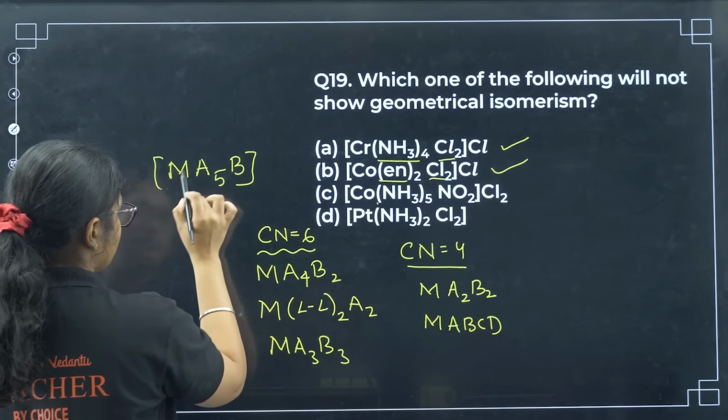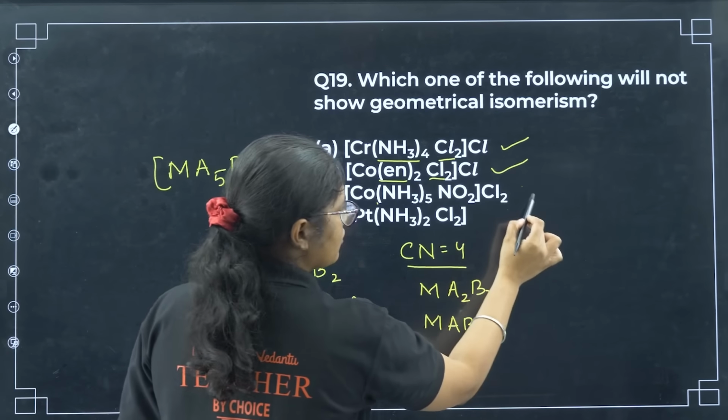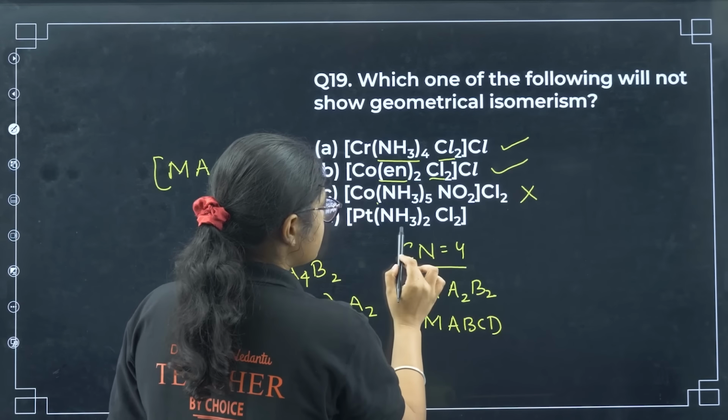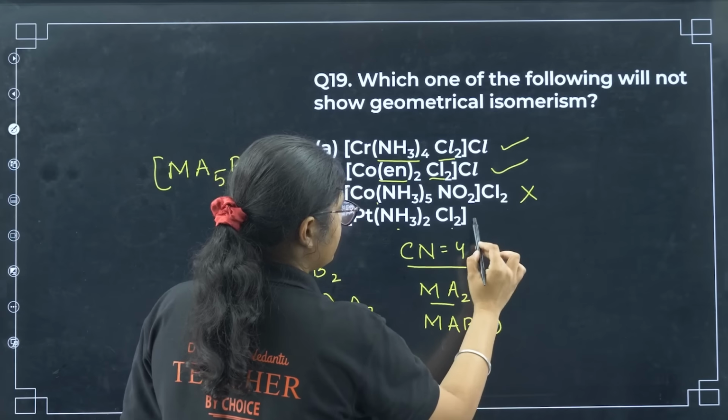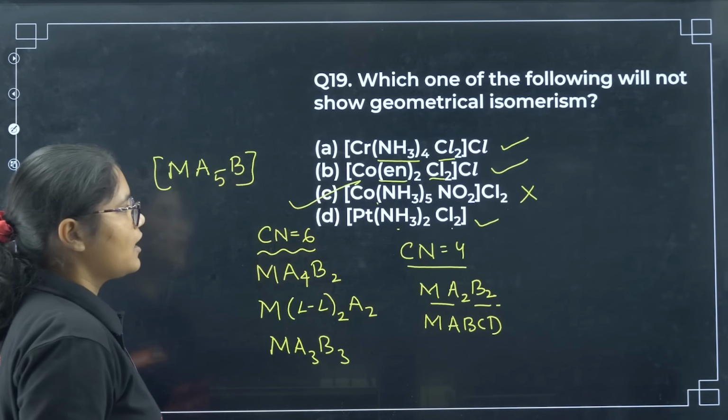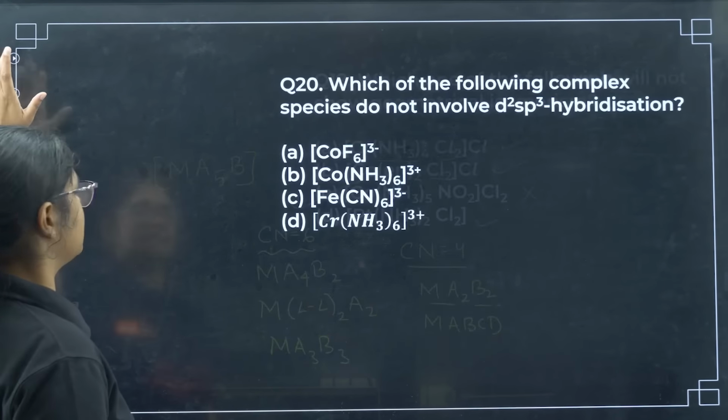You can see that I have not given this one here, so this one will not show geometrical isomerism. Here coordination number is 4, so it is MA2B2, so this one will also show. So correct answer will be option number C here.